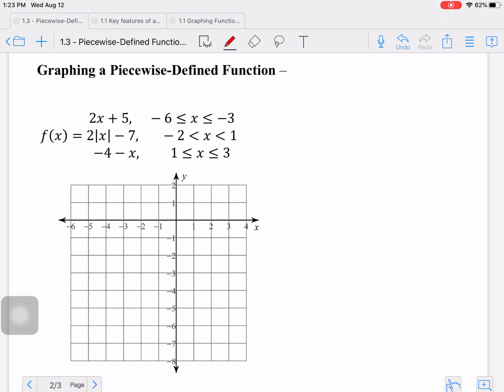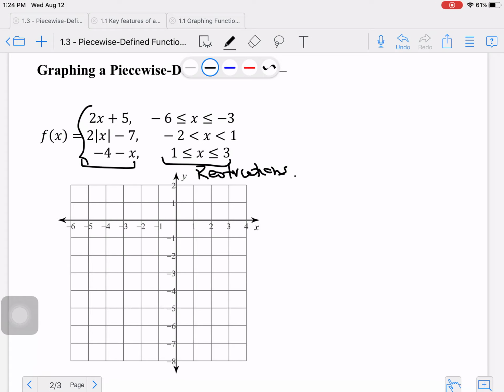So, we're gonna go over graphing piecewise defined functions. Those right there are your piecewise defined functions. Those ones are the functions that you're gonna be graphing. Those are your restrictions. And as we already know, we went over what restrictions were. Basically, it's the interval in which your function exists, right? So the first function, 2x plus 5, is only going to exist between -6 and -3.